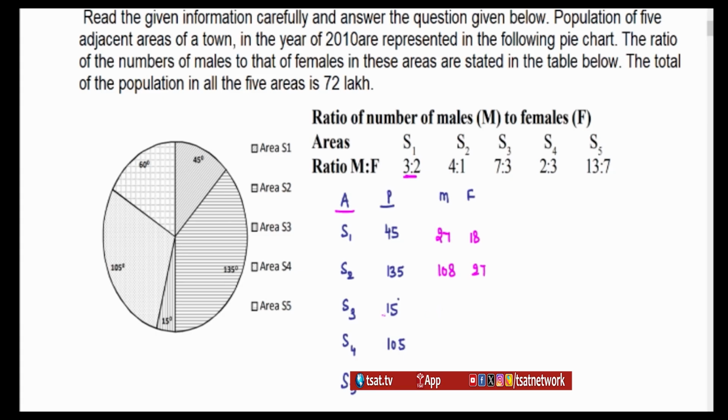7:3, 10 parts, each part is 1.5, 1.5 into 7 is 10.5, 1.5 into 3 is 4.5. 2:3, 5 parts is 105, each part is 21, 21 twos are 42, 21 threes are 63. 13:7, 20 parts, each part is 3, therefore 13 threes are 39, 7 threes are 21.